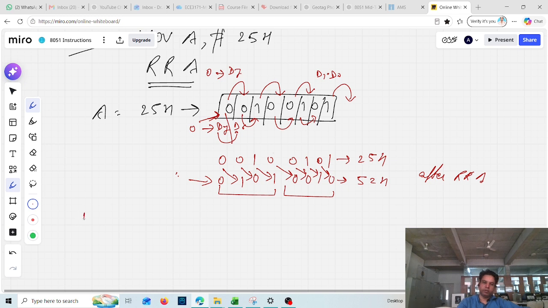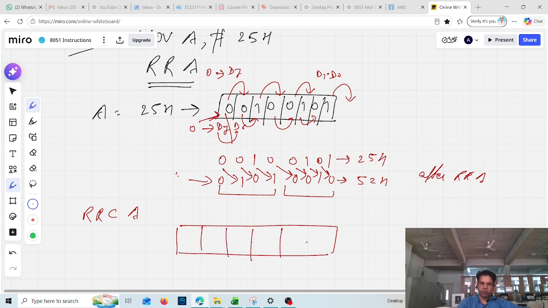Now there is another one which is called RRC. Meaning is rotate right with carry bit. So I'll show you. Let's say this is the value of A, and here a carry bit is there. Rotate right with carry. So this bit will go in the CY bit.